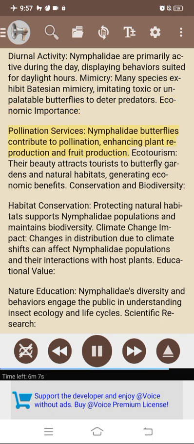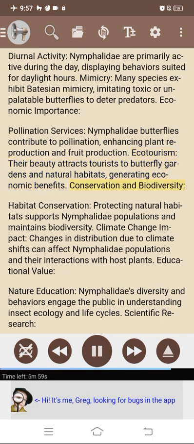Economic importance. Pollination services. Nymphalidae butterflies contribute to pollination, enhancing plant reproduction and fruit production. Ecotourism. Their beauty attracts tourists to butterfly gardens and natural habitats, generating economic benefits. Conservation and biodiversity. Habitat conservation. Protecting natural habitats supports Nymphalidae populations and maintains biodiversity. Climate change impact. Changes in distribution due to climate shifts can affect Nymphalidae populations and their interactions with host plants.